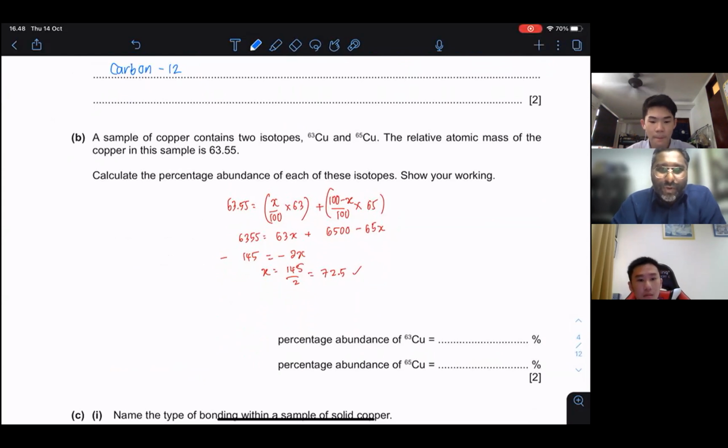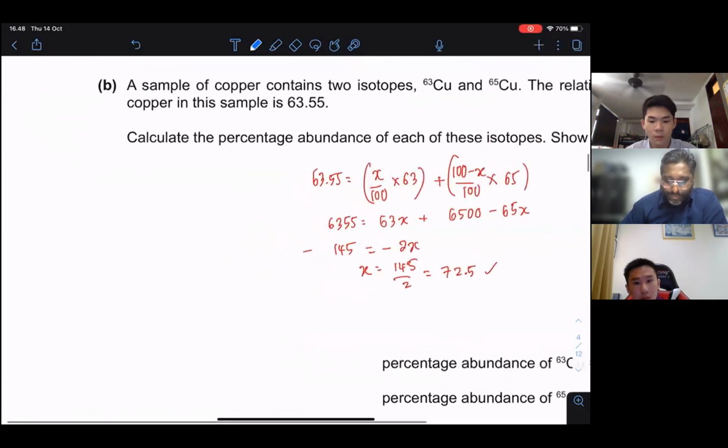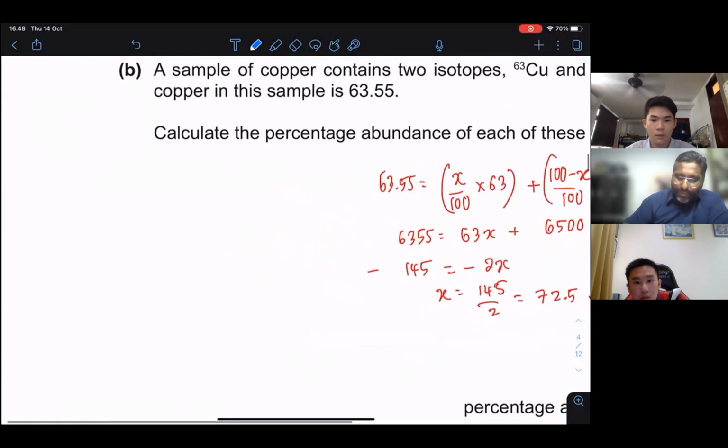These 2 isotopes are copper 63 and copper 65. The relative atomic mass is given. When you want to solve this kind of question, I already did it before, but I can do it again.